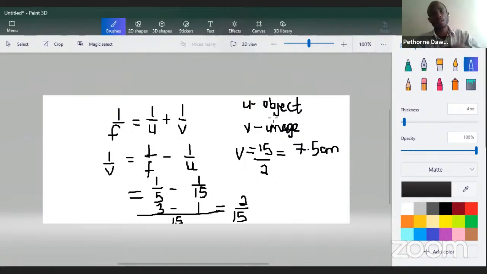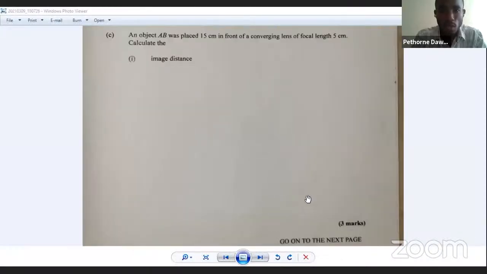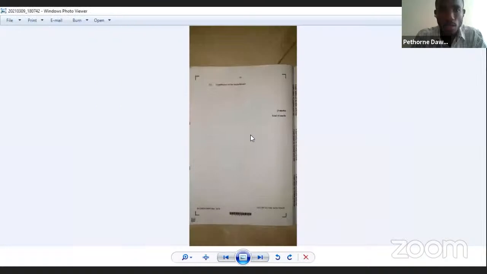All right, so you can take a screenshot of that to know how to work that out. Yes, that looks correct. All right, screenshots taken. Going back to the question, we have found the image distance for 3 marks.